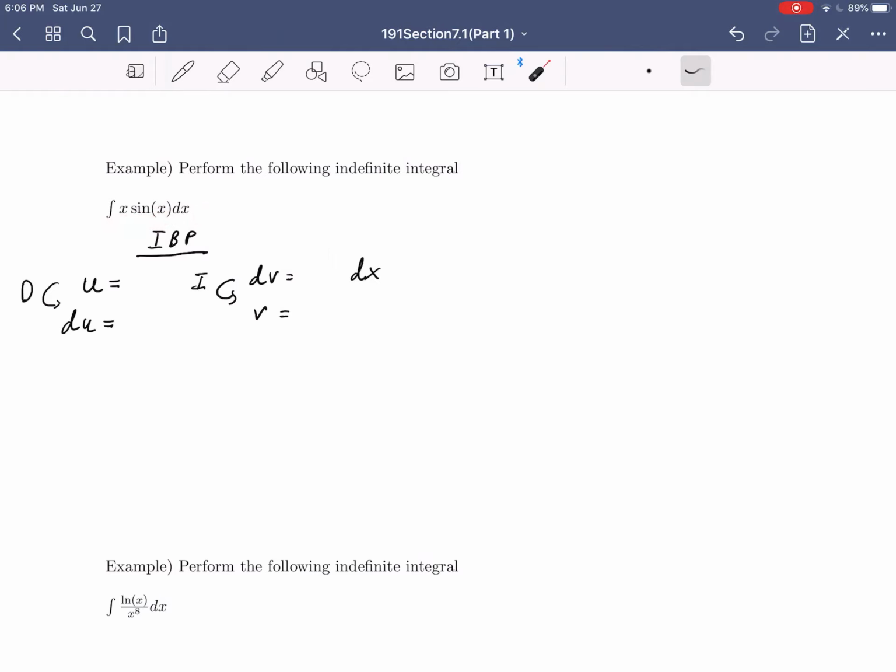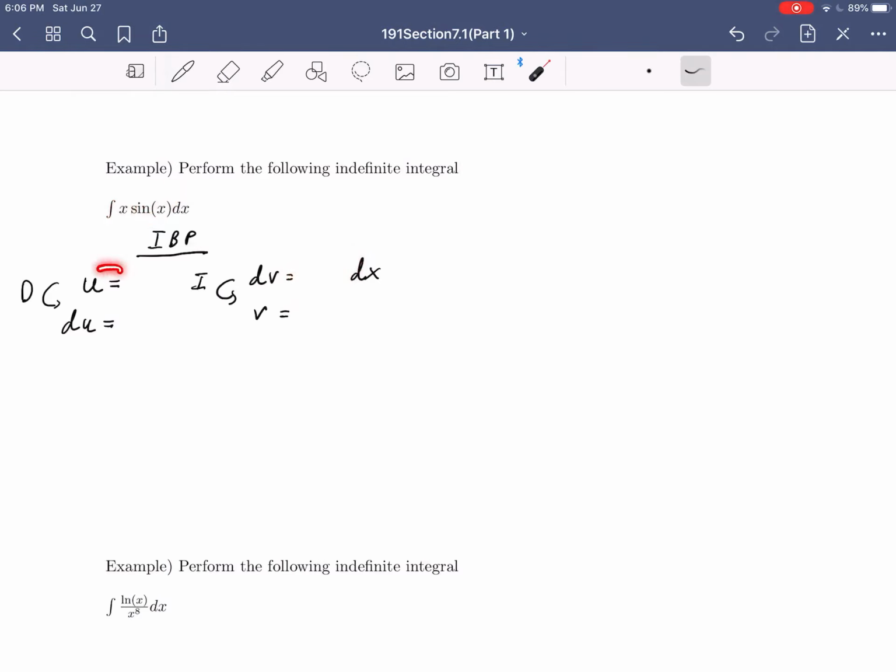If one of them was something we were not comfortable with integrating, for example, if it was something like x times ln x, we don't really have a nice antiderivative for ln x, then we wouldn't want to put the ln x in the dv because the first thing we would be forced to do is try to integrate it. But in this case, both pieces are integrable.